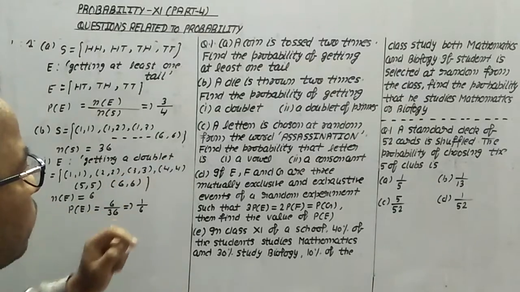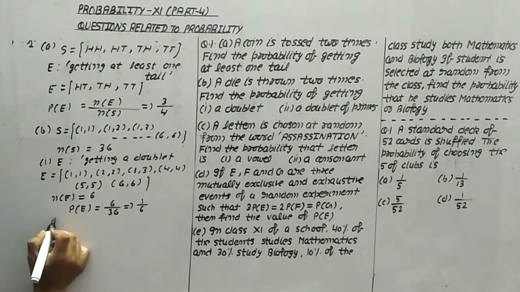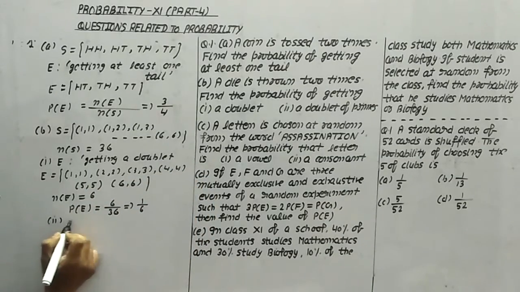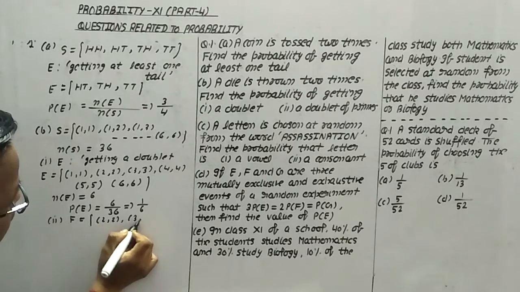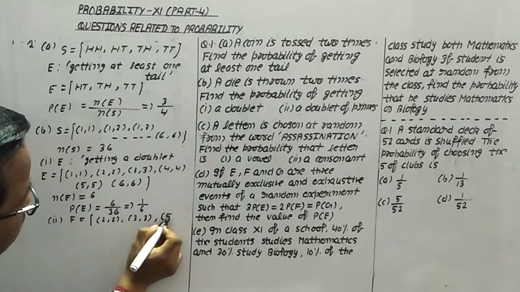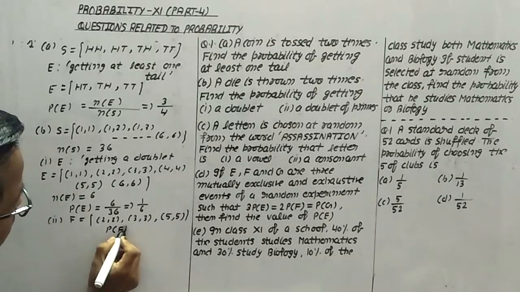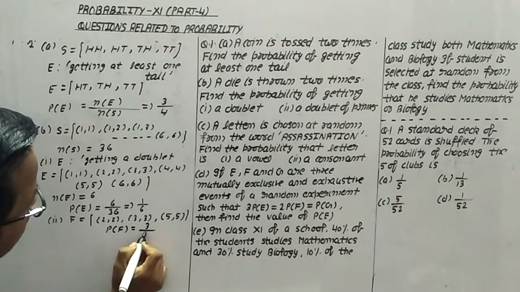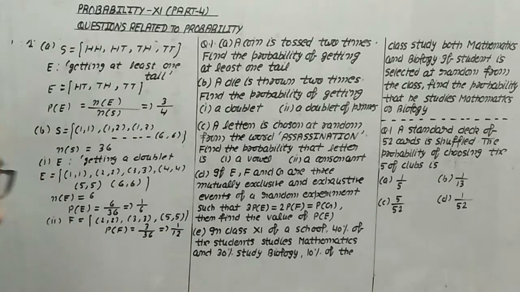Now the another part, a doublet of prime. A doublet of prime means, let us suppose this is F. Now we can say the sample space is 2 2, 3 3, 5 5. So we can say the probability of F is given by 3 upon 36. It means what is this? 1 upon 12. And this is the answer for this part, which is equal to 1 by 12.